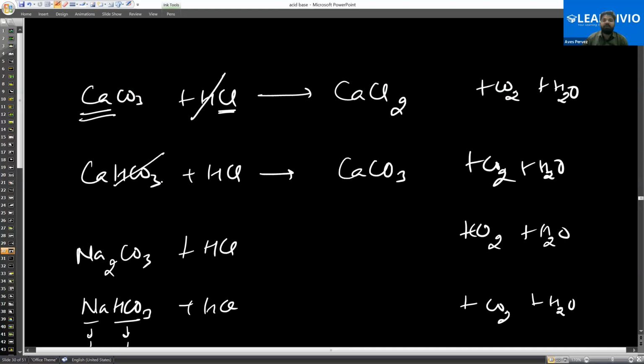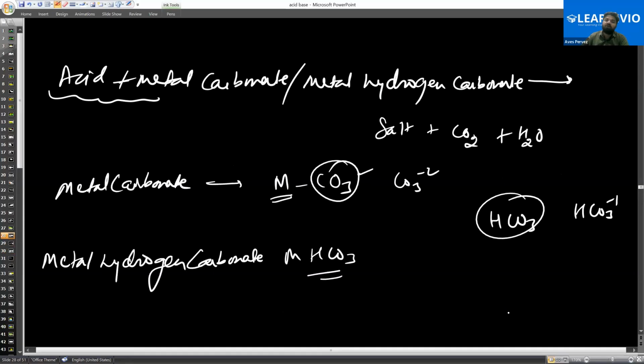Remove the hydrogen carbonate group and remove the H from this one. Or take only the metal from this one and take only the remaining part, Cl. Sorry, hydrogen. Remove the hydrogen from the acid and take only the metal, then form the same salt. NaCl here and here is also NaCl. But all, whether it is metal carbonate or metal hydrogen carbonate, all are going to give you salt plus carbon dioxide plus water. So please note it down.